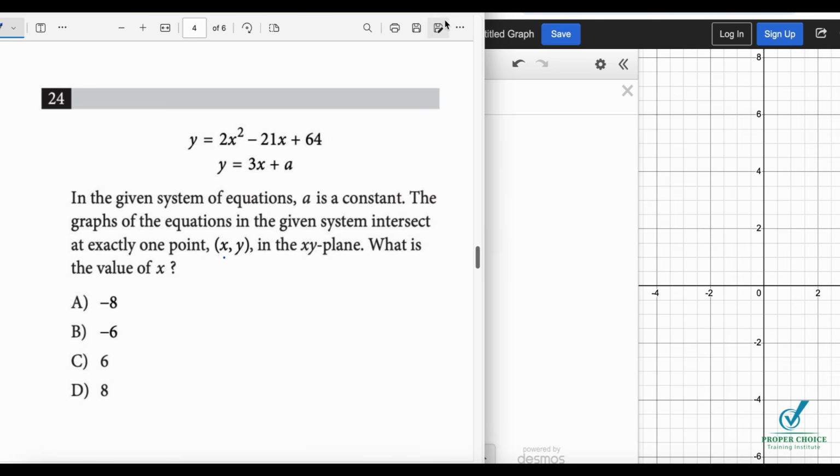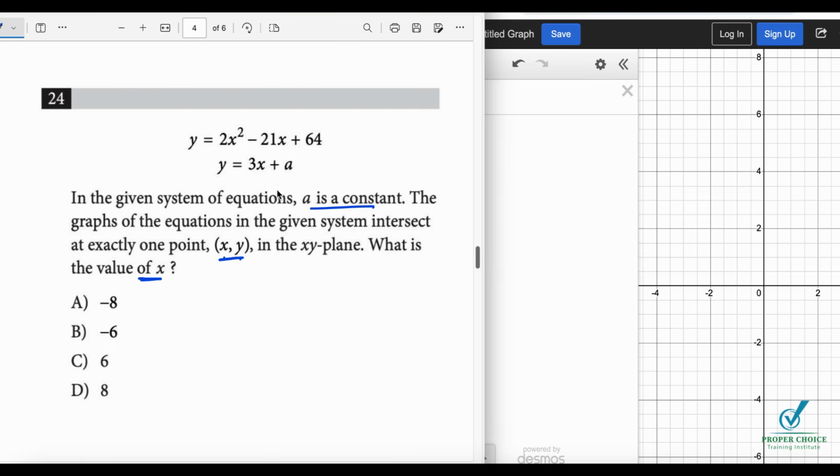Let's talk about the next question here. In the given system of equations, a is a constant. The graphs of the equations in the given system intersect at exactly one point, which is (x, y) in the xy-plane. What is the value of x? So the graphs of the system are intersecting at one point. At that point, what is the value of x?